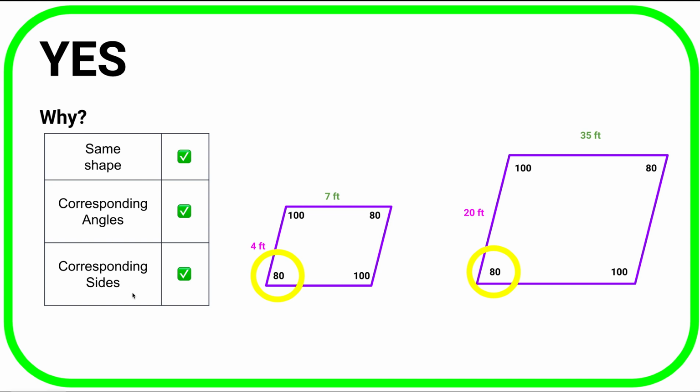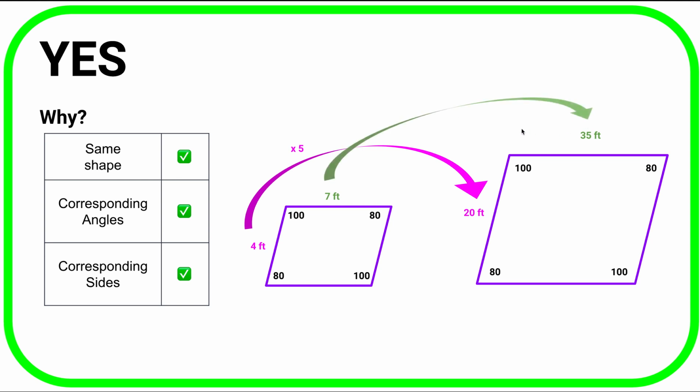And then lastly, the corresponding sides. When looking at the 4 feet to 20 feet, we use a scale factor of 5. And for 7 to 35, we also used a scale factor of 5. So here, our 2 parallelograms are similar because they follow the 3 characteristics.